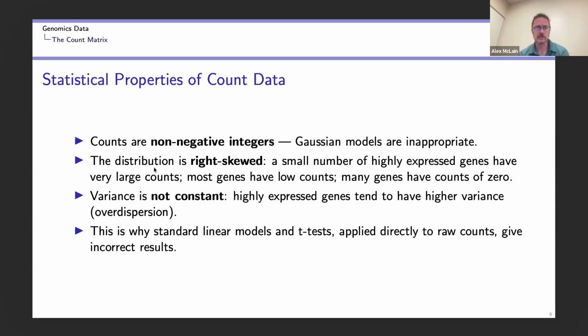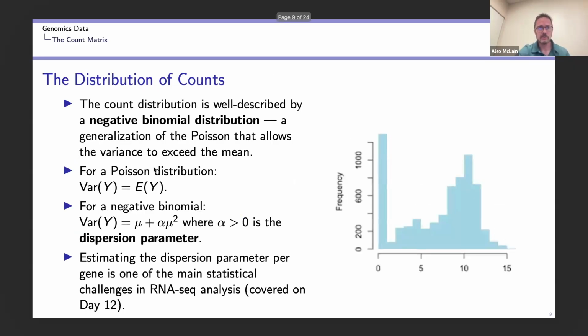Variance is not going to be constant. The highly expressed genes tend to have much higher variance, something called over-dispersion. So again, standard linear models and t-tests applied to the raw counts are not anything we want to mess with. Even after a log transformation, that's not anything we really want to mess with.